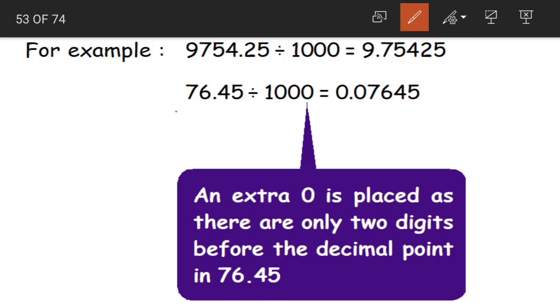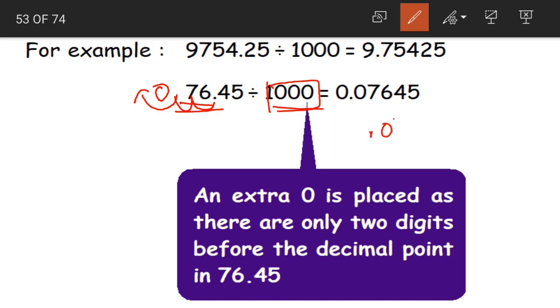Coming to the next example, 76.45 divided by 1000. Again in 1000 we are having 3 zeros. So we have to move the point 3 places to the left. 1, 2, 3. But here there is no third digit. That is why we'll place a 0. An extra 0 is placed as there are only 2 digits here.